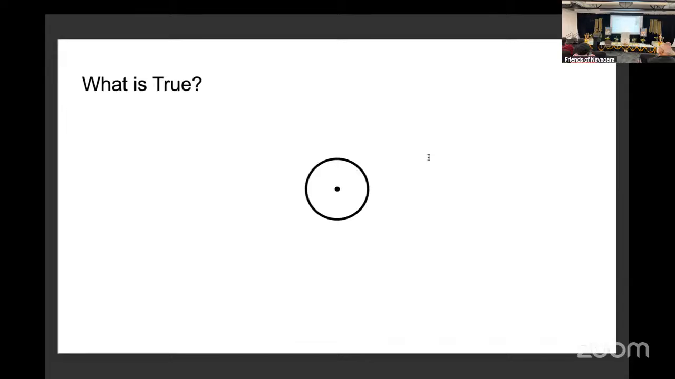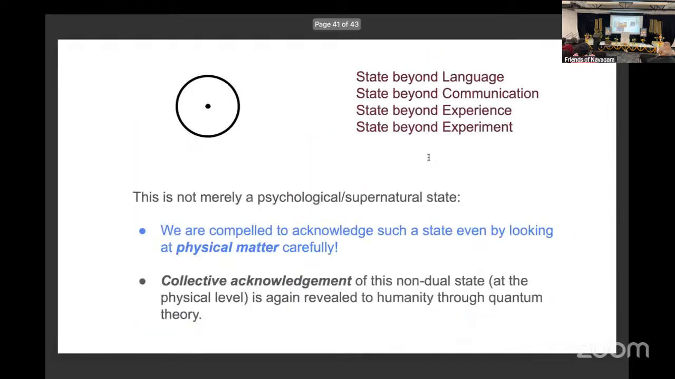Any other questions? I think there's some time. If you were ready to go ahead to a couple of slides. Yeah, of course. Yes. This one? Yeah. So why would you say that it's a state beyond experience? Why would I say it's a state beyond experience?